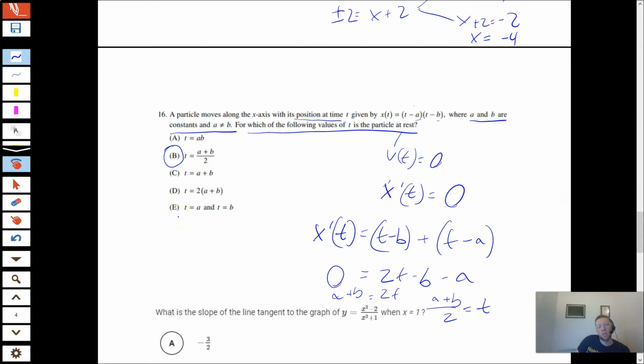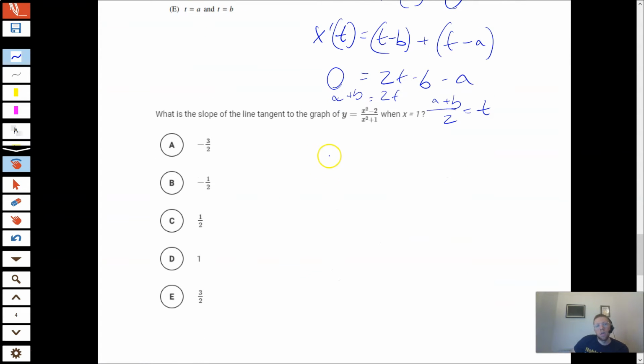Okay. I believe we just have 2 more. Slope of the tangent line where x equals 1 to the graph of y equals blah, blah, blah. And then we have a quotient rule problem again. A lot of quotient rules in this one.